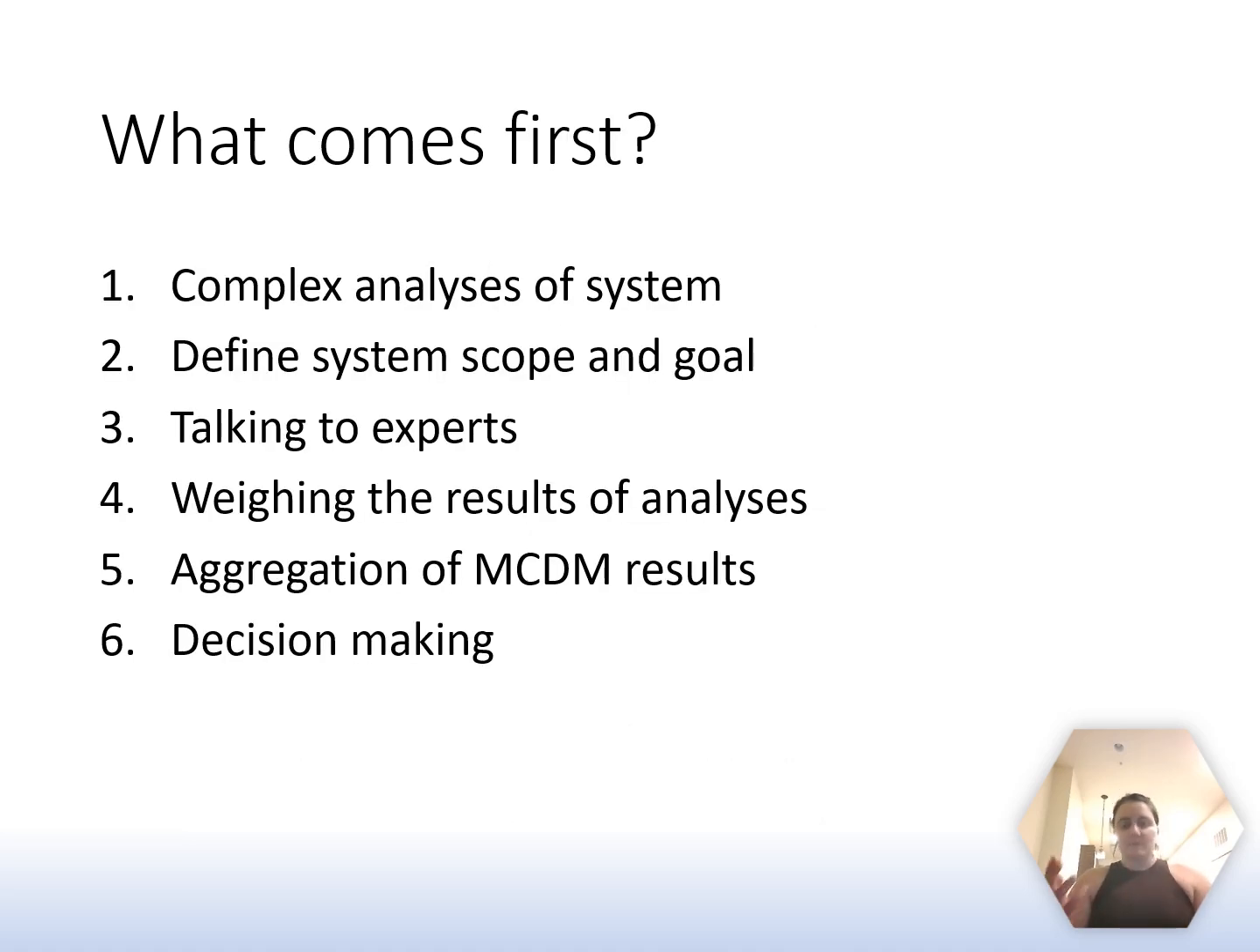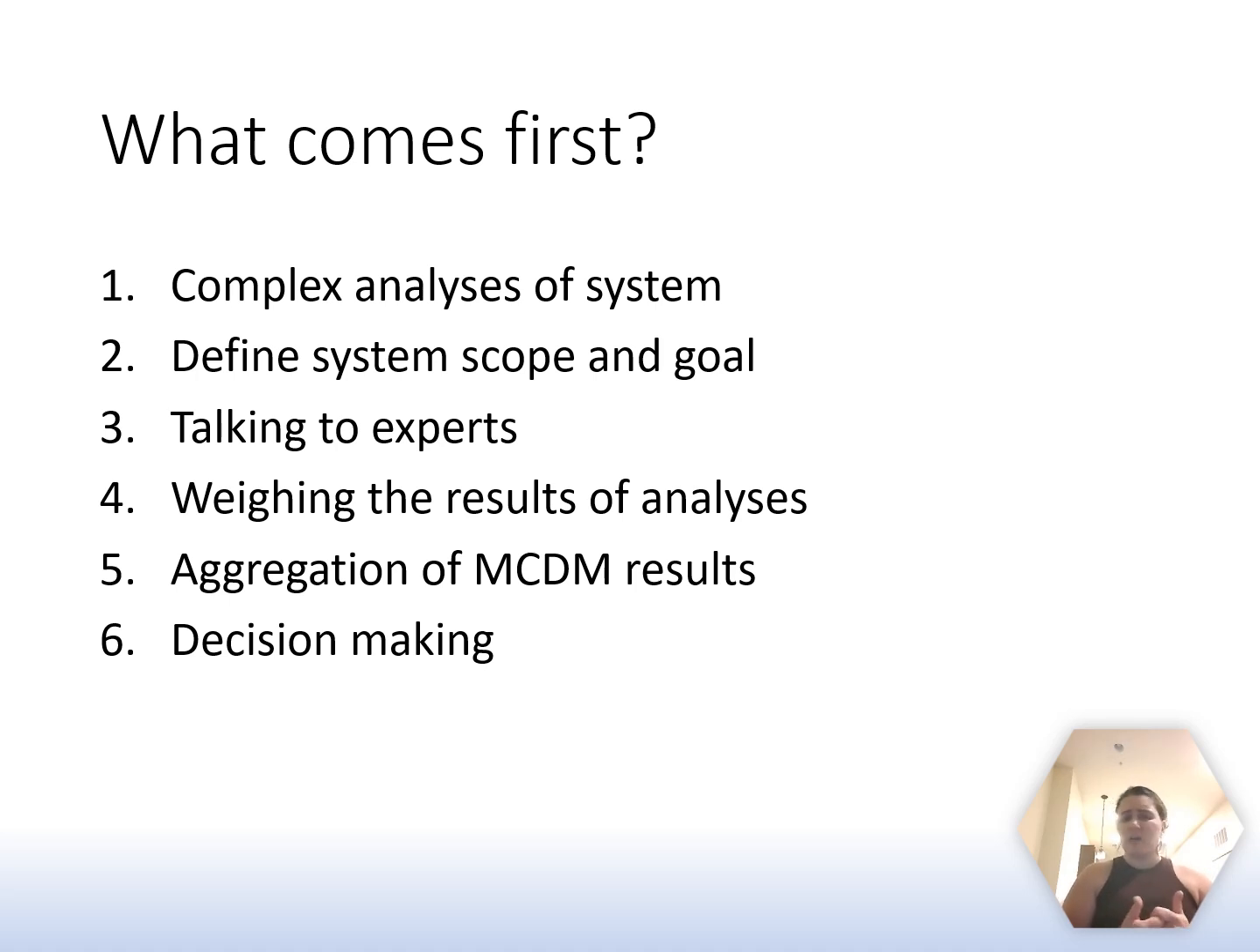So what comes first when we do multi-criteria decision making? It's a very complex analysis of the system, and we do a lot of analyses of the system. So somebody has gone and they've done LCA, or they've done environmental impact, or they've done whatever it is, exposure assessment. And then for the actual multi-criteria decision making, the next thing that we do is define the system scope and goal. Like, what is the goal of looking at these multiple different things?